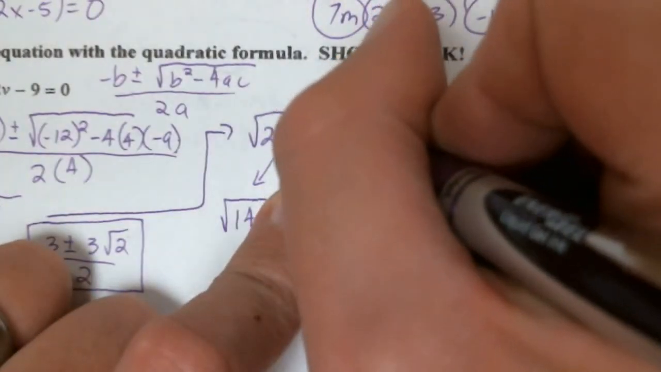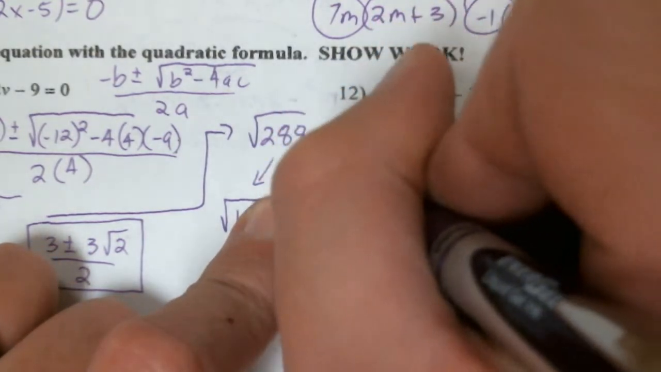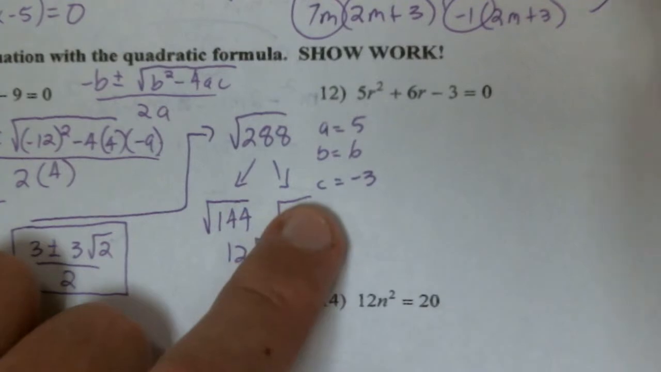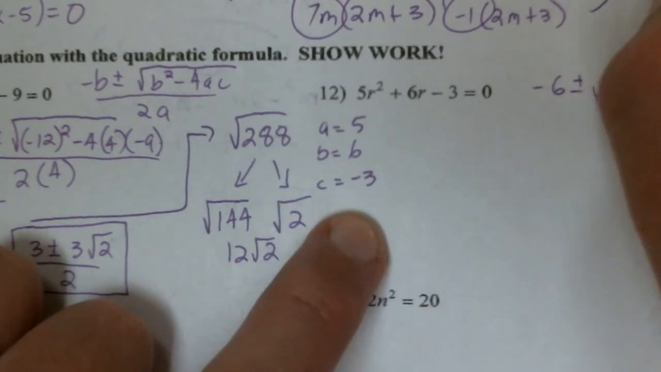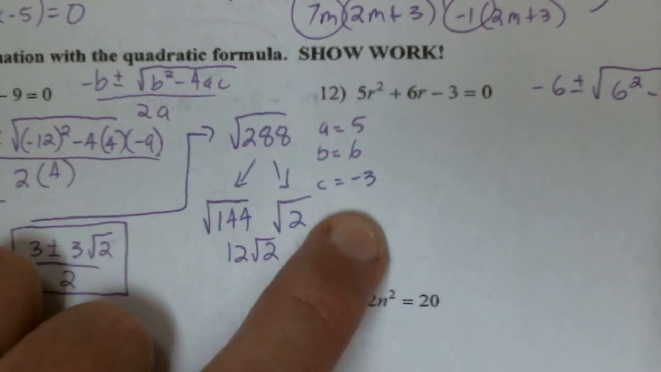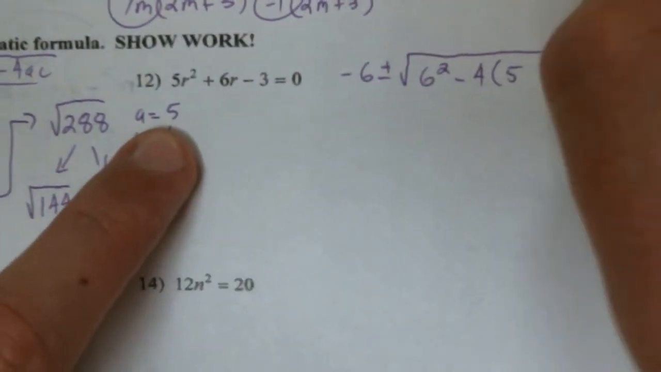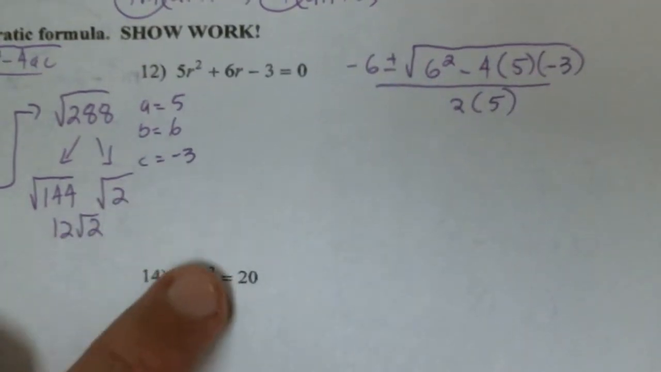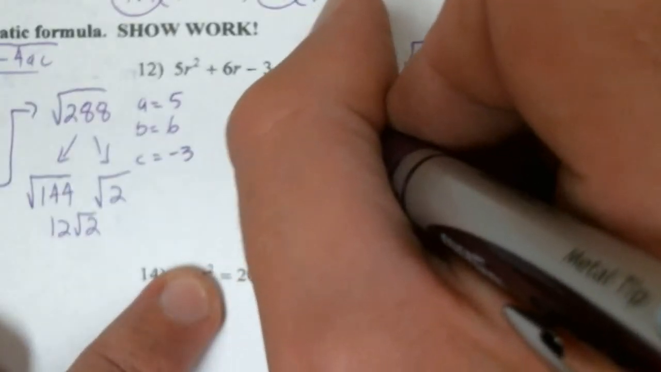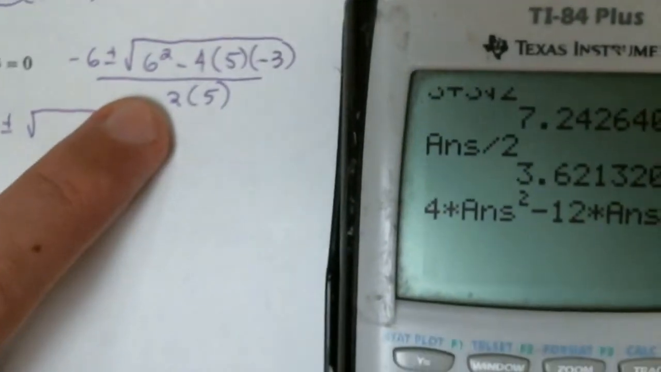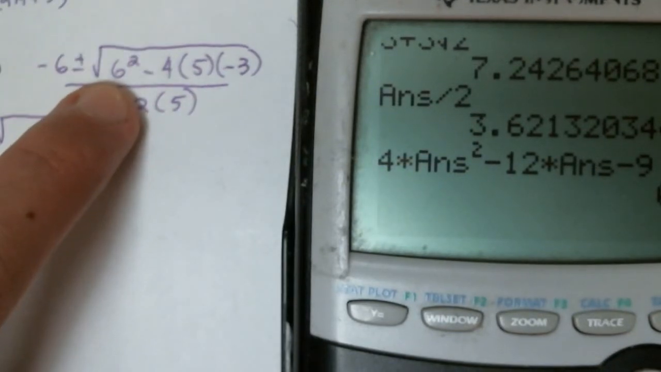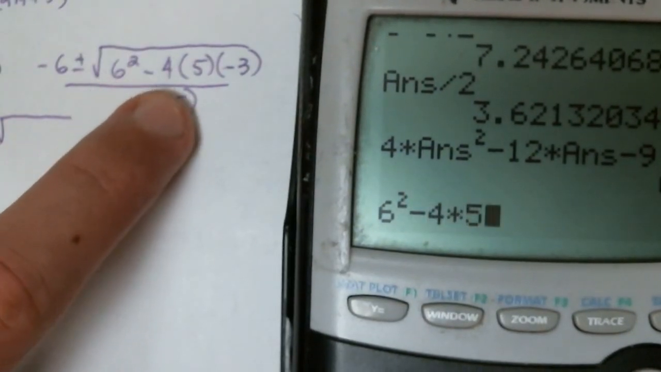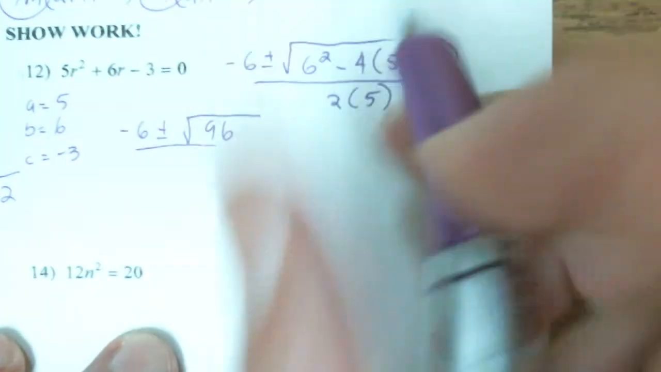I'm in standard form. My a is 5, my b is 6, my c is negative 3. And so we've got negative b plus or minus the square root of b squared minus 4 times a times c, all over 2 times a. That's going to be negative 6 plus or minus. Do all this on your calculator. I don't need to put that in parentheses because it's positive. 6 squared minus 4 times 5 times negative 3. Okay, 96. Square root of 96. Remember, that's under the radical. So square root of 96 all over 10.